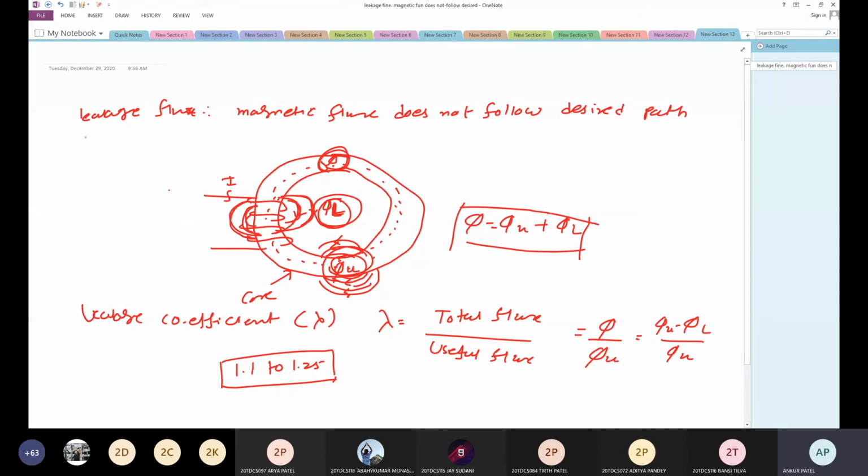Sometimes we have flux in the circuit that surrounds the core and does not follow the desired path of magnetic flux. So we have total flux as useful flux plus leakage flux, and this leakage coefficient that is given ranges from 1.1 to 1.25. That is total flux to useful flux.